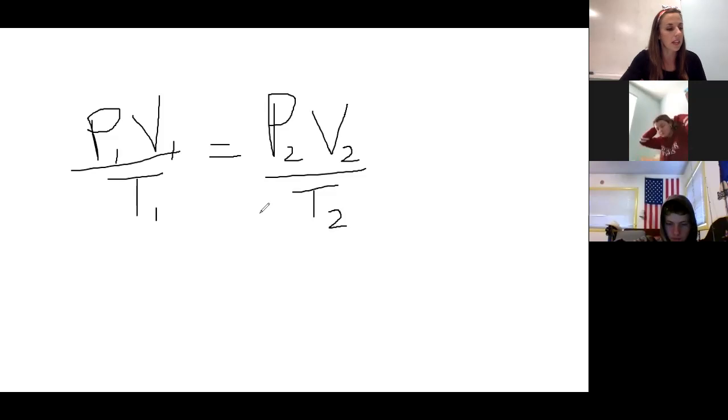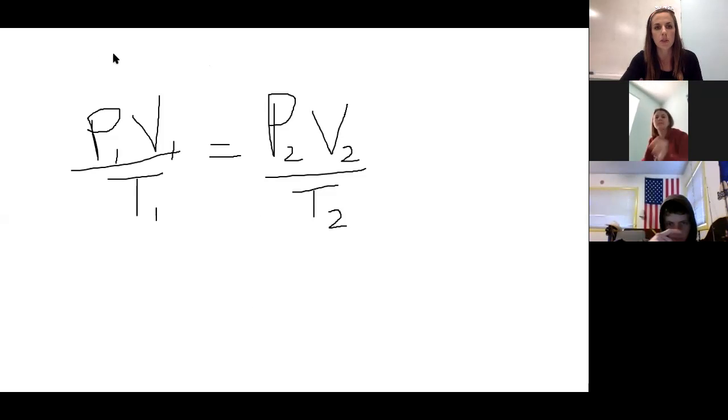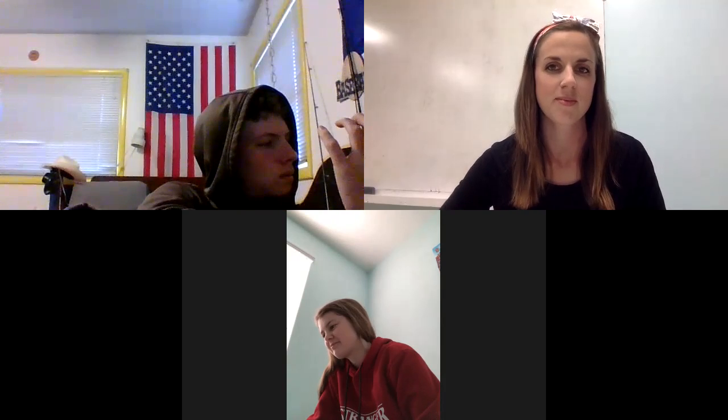The one thing that you do need to remember about this equation is that you always have to use the Kelvin temperature scale. Let's see if I can get this screen to go away because you don't need it. Okay, so always use the Kelvin temperature scale, which we talked a little bit about yesterday. But if they give you a temperature in Celsius, what are you going to add to it to make Kelvin? Anybody know? 273.15. Yes, perfect. All right, so if they give you a Celsius temperature, you will convert it to Kelvin. If they give you a Fahrenheit, you're going to convert it to Kelvin.